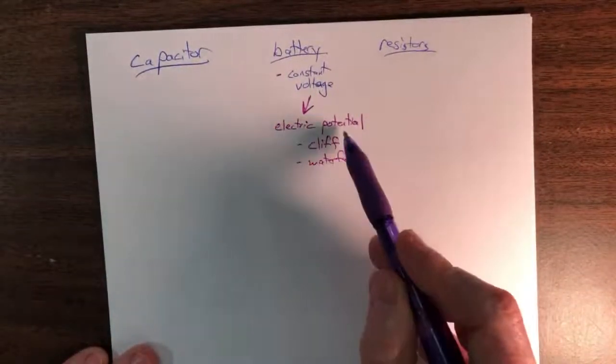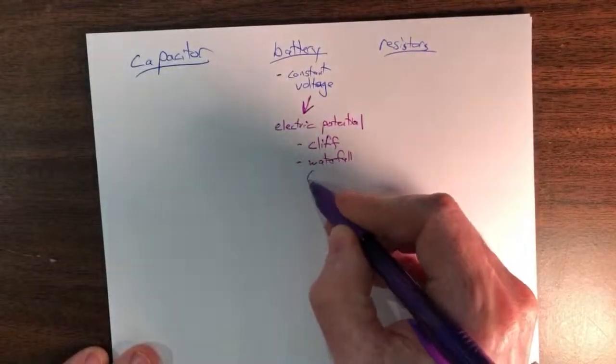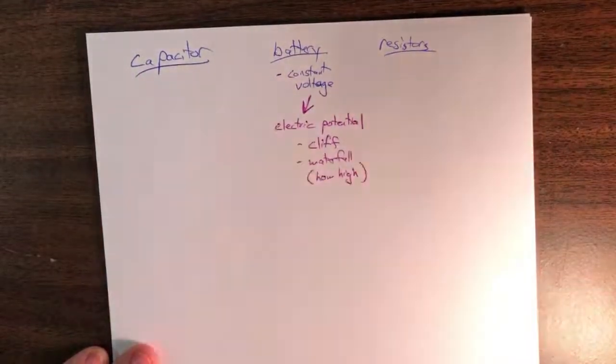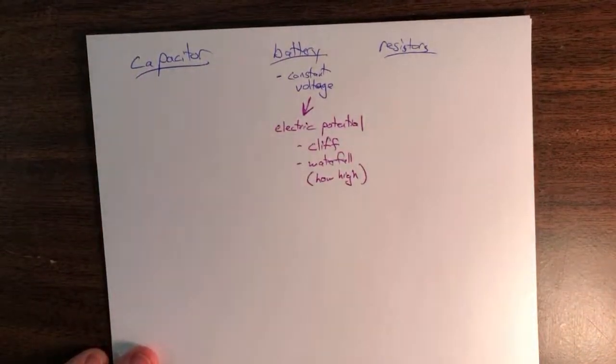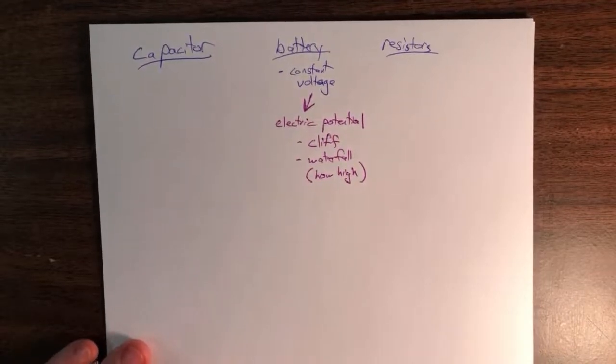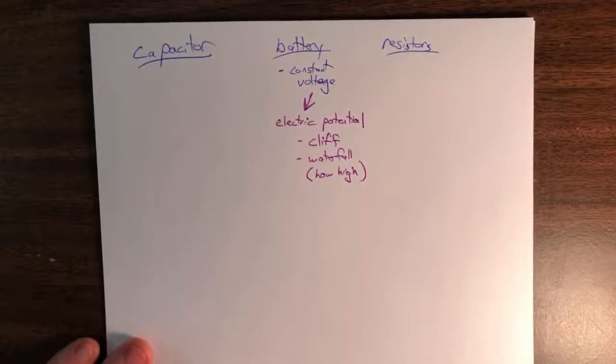the electric potential, that voltage, is basically an understanding of how high that cliff is, or how high that waterfall is, right? So the higher it is, the greater potential you have to cause that thing to come down, to cause that water to come down. Okay, a small cliff is going to be a small potential. A high cliff is going to be a high potential. And the same thing with voltage. Okay, the higher the voltage, the greater the potential.